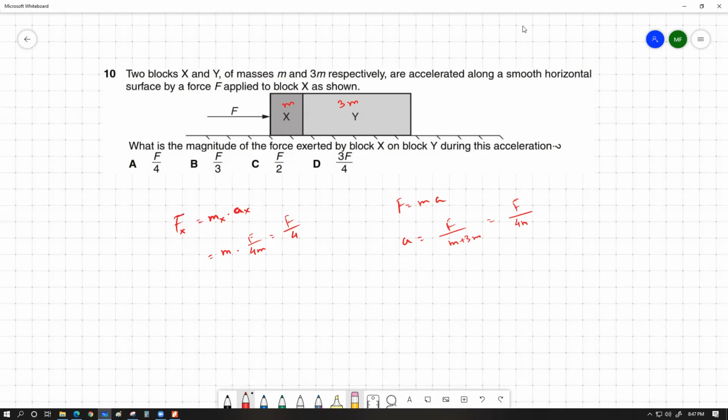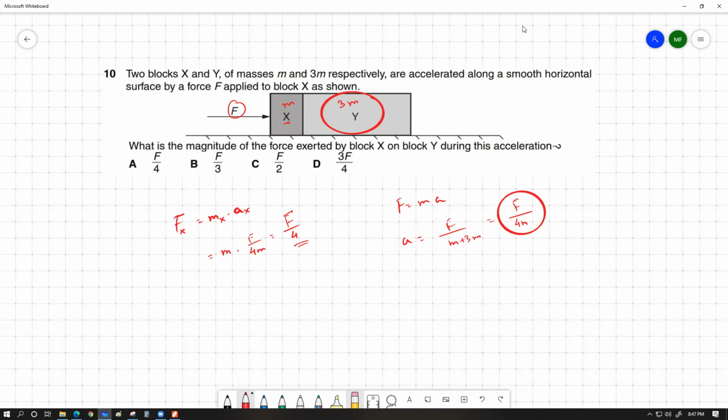What this means is that to maintain this magnitude of acceleration for object X, it only requires this much force, but it was being pushed by this much force. So where is the rest of the force going? The rest of the force is actually transferred to this larger object, which uses it for its own acceleration.